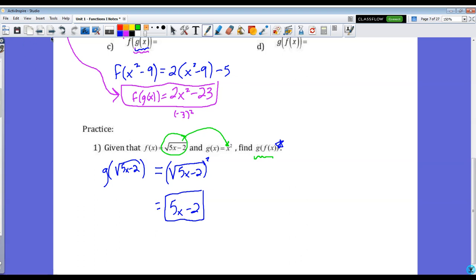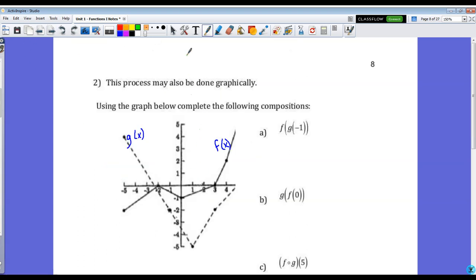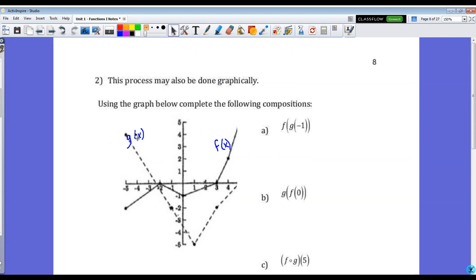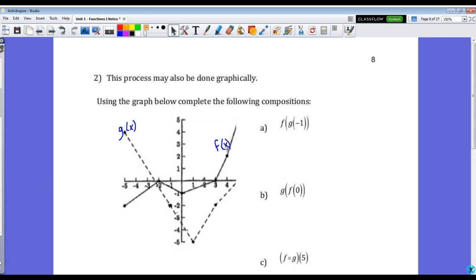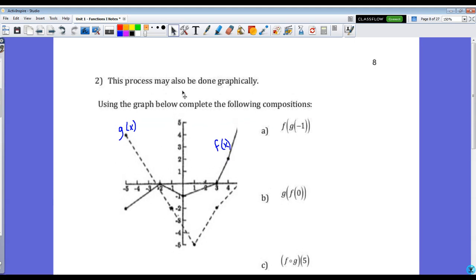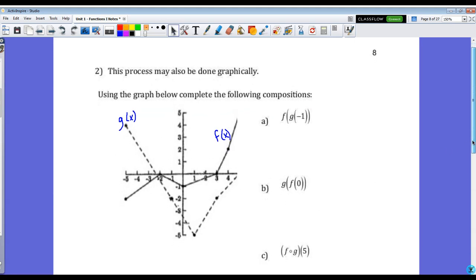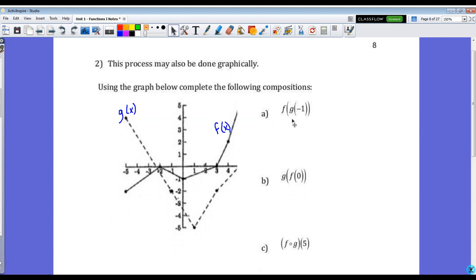So let's flip. And my labels came off on this page, so before you start, make sure you label the dashed function as g of x and the solid line function as f of x. We can also do this composition stuff graphically. All right, so looking at this very first one, I'm asking you for f of g of negative 1. So we start from the inside first.